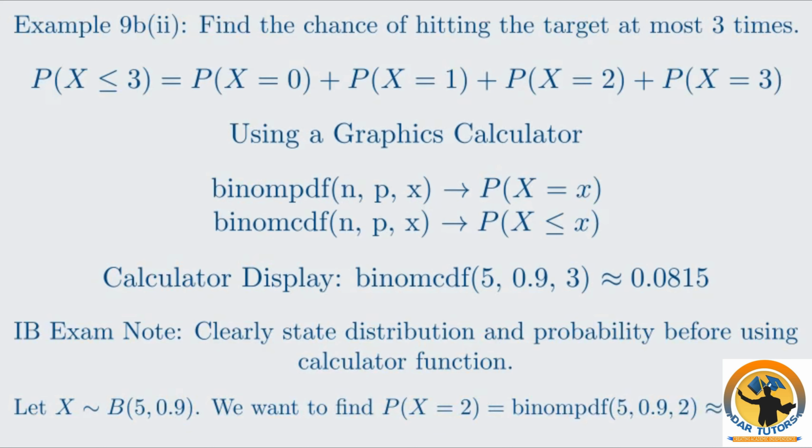Then you can show the function as part of your work. For our Archer problem, we would write, let X be distributed as B(5, 0.9). We want to find P(X = 2) equals binomPDF(5, 0.9, 2), which is 0.081. This fulfills the rigor requirement.